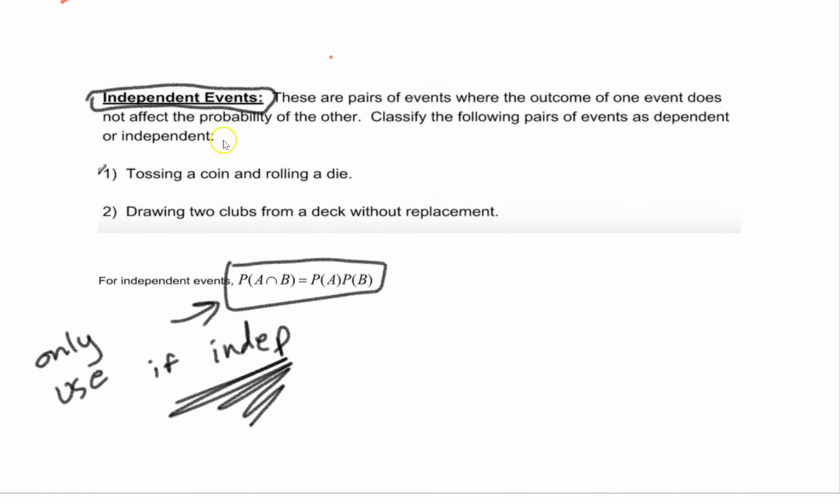So over here, let's classify this as independent or non-independent. Tossing a coin and rolling a die. Well, they have no effect on each other. If I toss the heads, can that affect me rolling the die? Not at all. So these are independent.